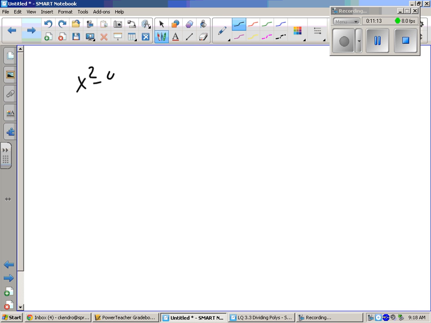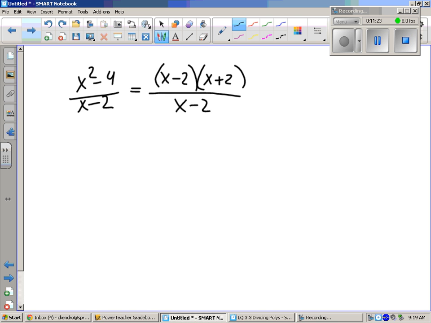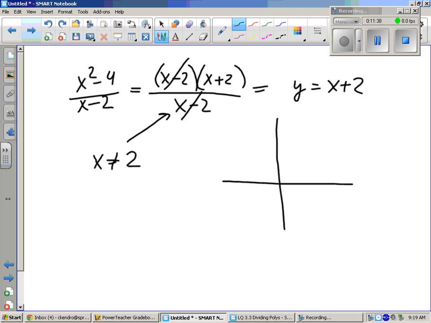Let's say I have x squared minus 4 over x minus 2. The numerator is a difference of 2 squares, so x minus 2, x plus 2. Denominator stays x minus 2. Now before you cancel, what happens here? x cannot be 2. But as I cancel, I get the graph y equals x plus 2. Now back to Algebra 1 days, I'm going to go up to 2, put a dot. My rise over run looks like that. So I have a line.